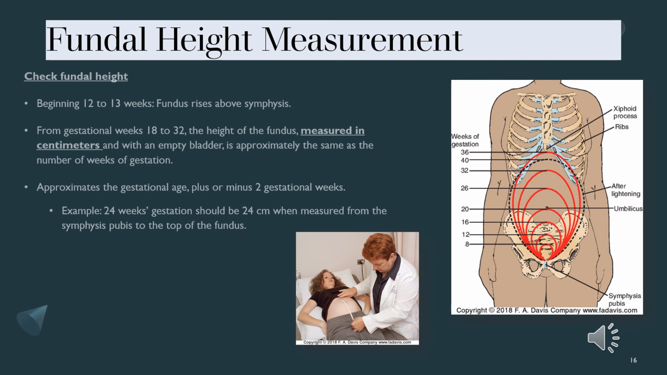And that measurement, if I do it in centimeters, should be about the same size as what the baby is in gestation. Let me translate that a little bit better. If my baby is 24 weeks gestation, I've been pregnant for 24 weeks, my belly should measure 24 cm. So it's a quicker, easy way for us to measure. Sometimes you'll have a baby that's a little bit smaller or a little bit larger than that, but it's a quick and easy way to verify how baby is growing.